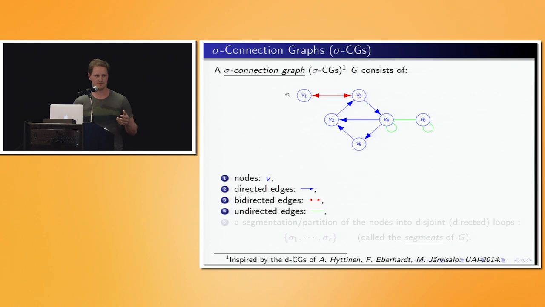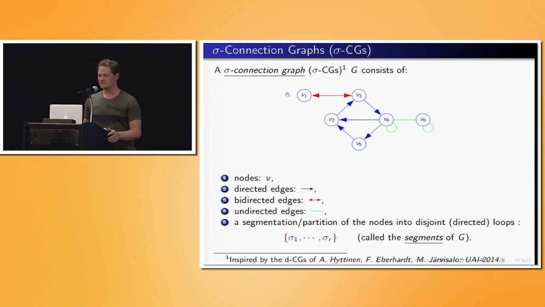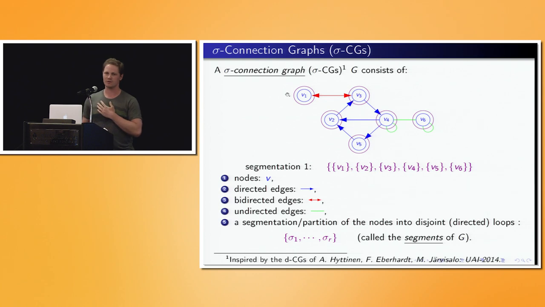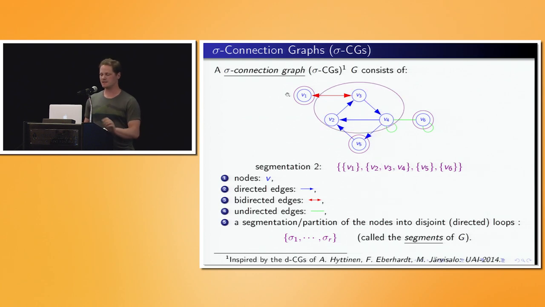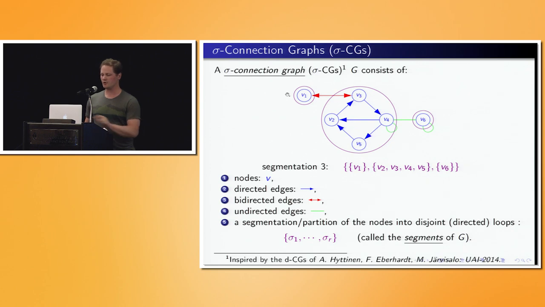On top of this, what is new in comparison to the d-connection graph is that we also need a segmentation of the nodes into disjoint loops. And this looks like this. We can say every node is its own segment, or we can say the cycle on top is its own segment, or this whole big cycle in the middle is one segment. This is additional structure we need to address, and it's a choice we have to make to address this problem. Every choice will give you a different sigma connection graph.